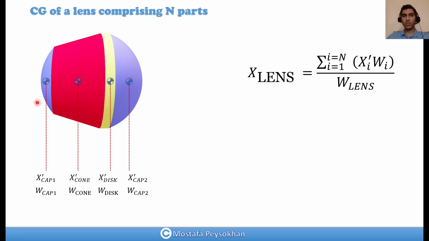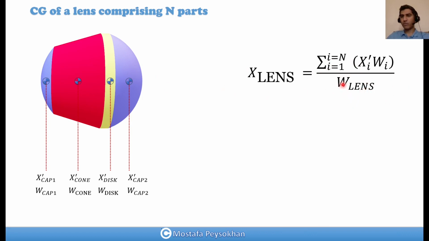X prime of the cone is the center of gravity from, for example, this reference to here, and we have the weight of the cone. X prime of the disc is the center of gravity from this reference to here, and we have the weight of the disc. And x prime of the cap is from here to there, and we have the weight of the cap. So the center of gravity of the whole lens, which can be somewhere here, is equal to the sum of x prime times the weight of each element, divided by the total weight of the lens.